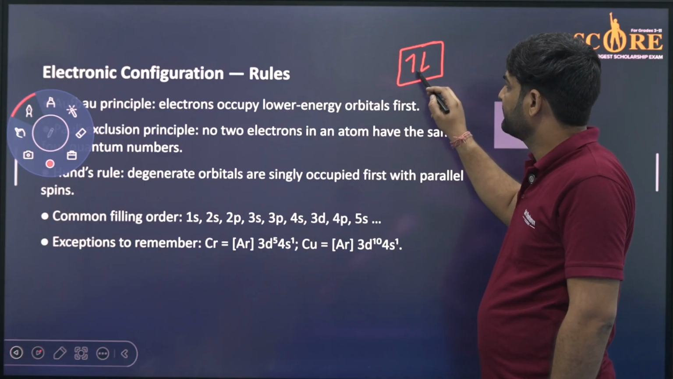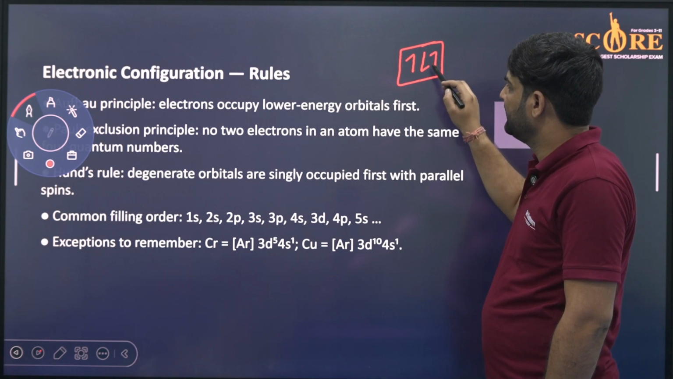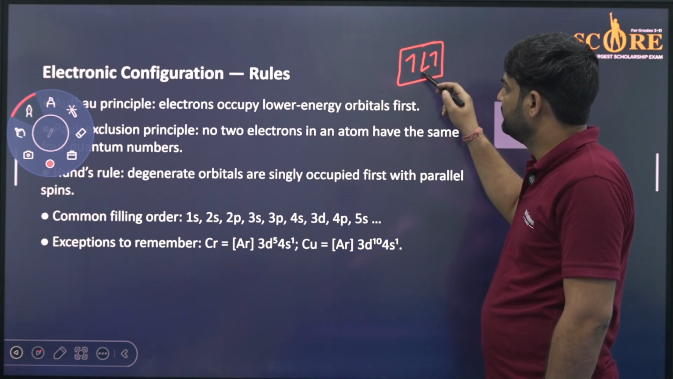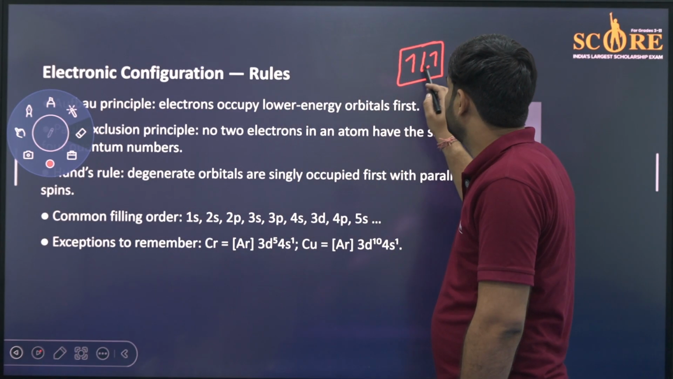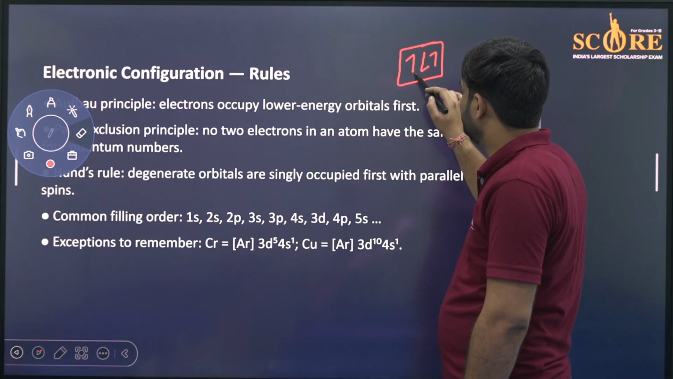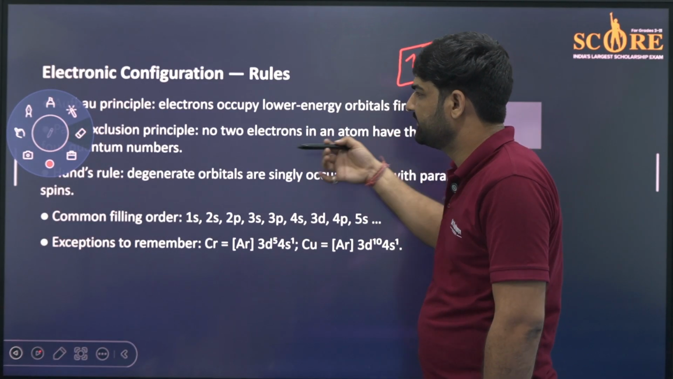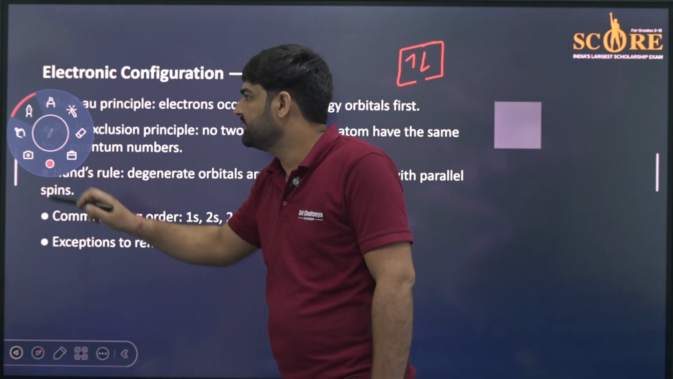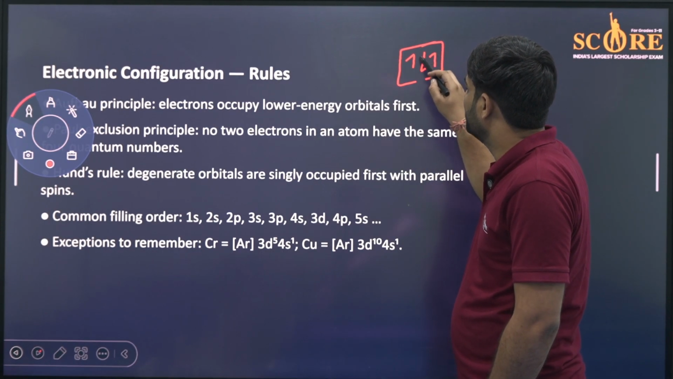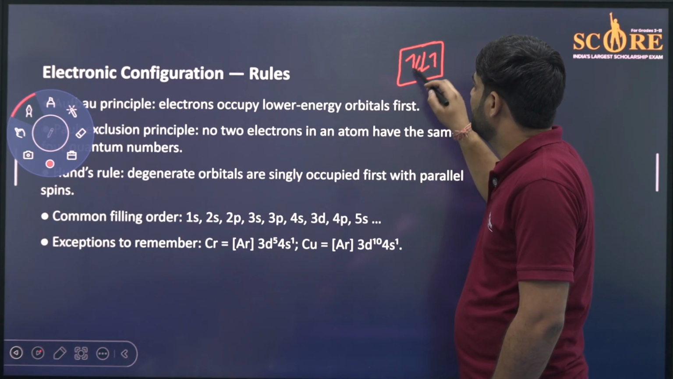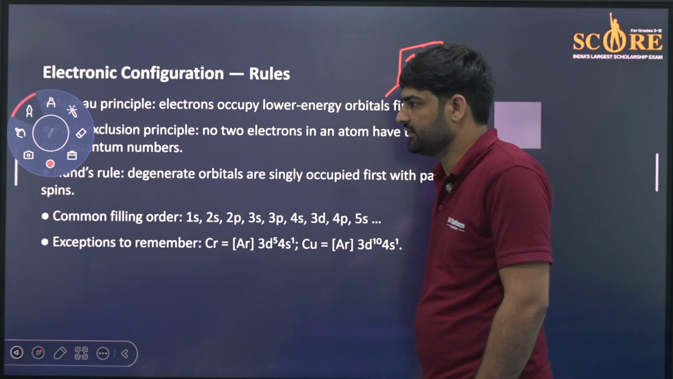It means you can only fill 2 electrons. You cannot fill like this, and also you cannot fill with the same spin. It means if you have to fill more than 2 electrons, then the spin will automatically be the same. So we cannot write this, and we cannot write this either. A maximum of 2 electrons with opposite spin should be present.